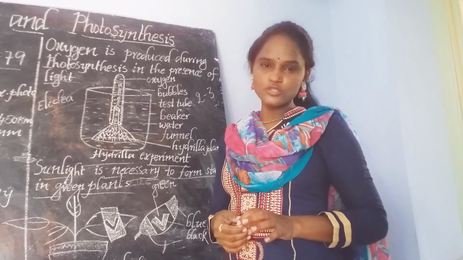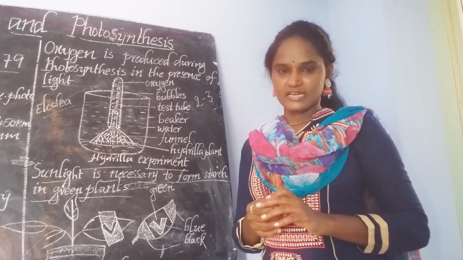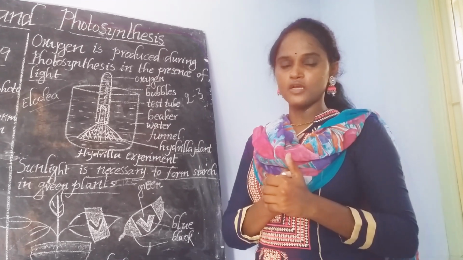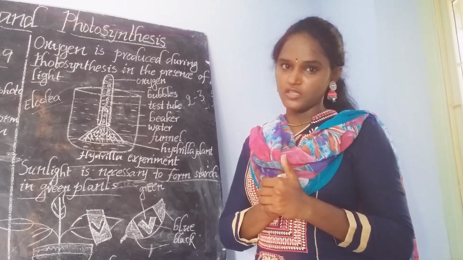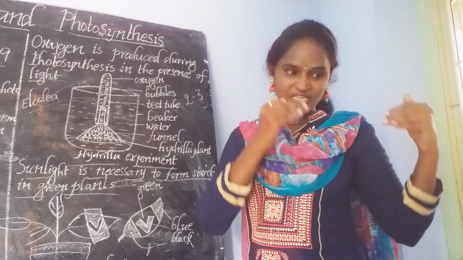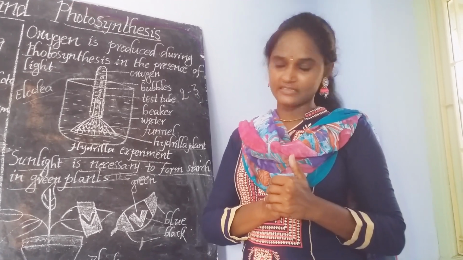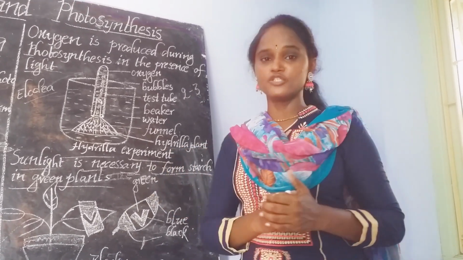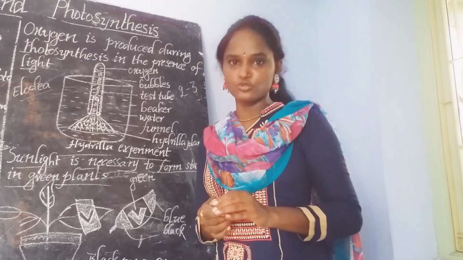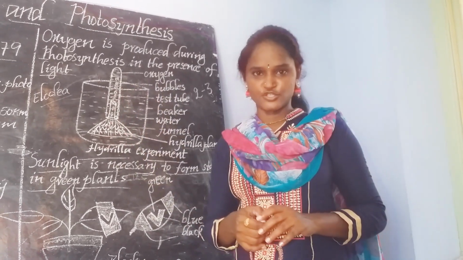Oxygen is produced during the process of photosynthesis in the presence of sunlight. What about the apparatus which we kept in the dark room? There are no air bubbles, because the apparatus is in the dark room and there is no availability of sunlight. That's why the Hydrilla plant is unable to carry out the process of photosynthesis. Then it leads to the absence of oxygen in the test tube.